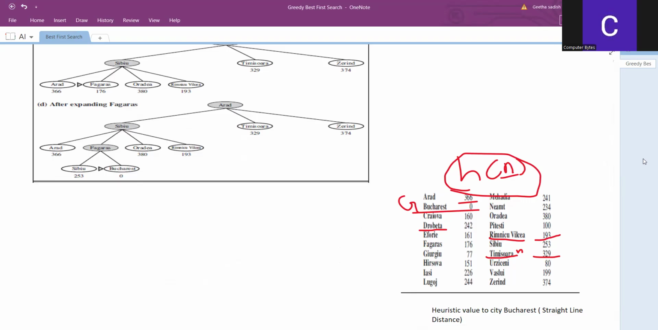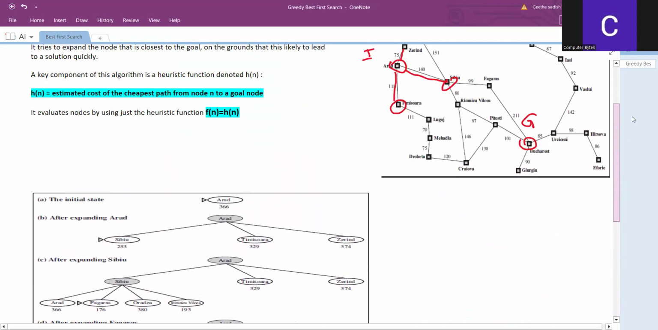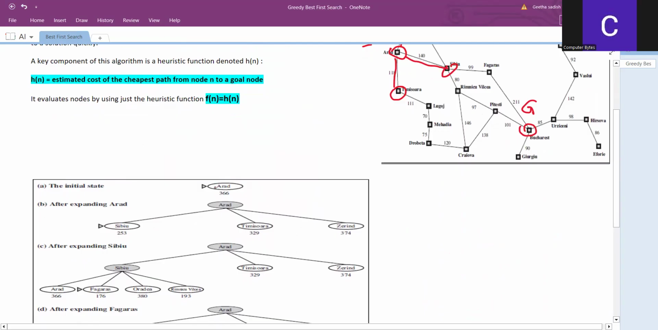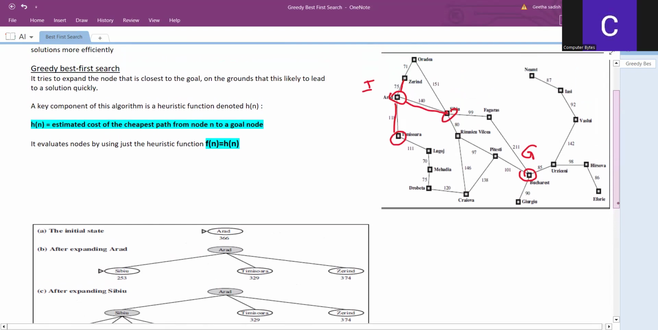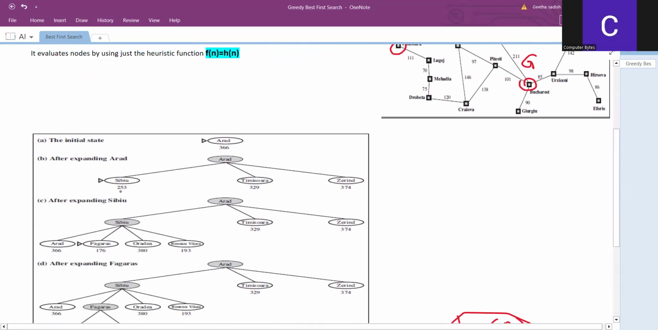Here, if you see, A is the initial node. So what is the distance? From the table, it is 366. And from A, it can reach Z node, T node, and S node, so that they are generated. These are all the heuristic function values, h SLD, straight line distance. This is S node's h of n, this is T node's h of n, and Z node's h of n.